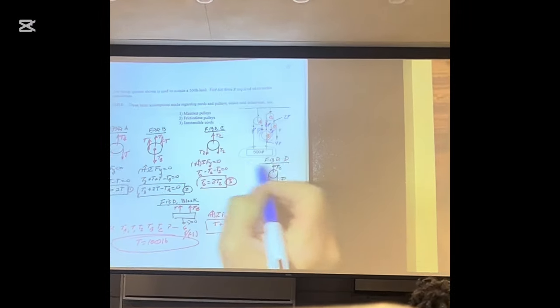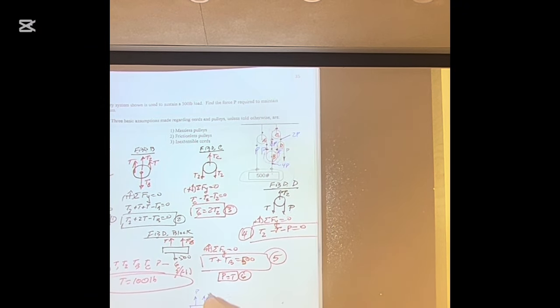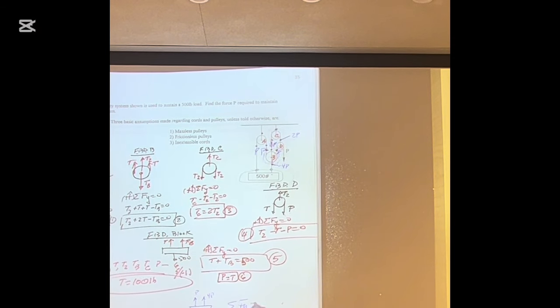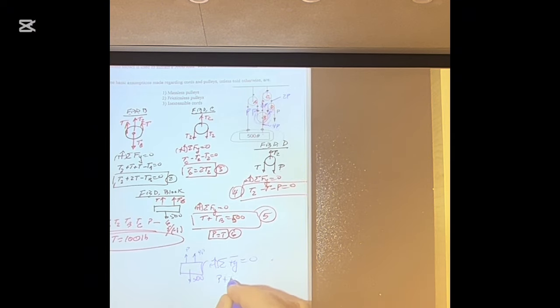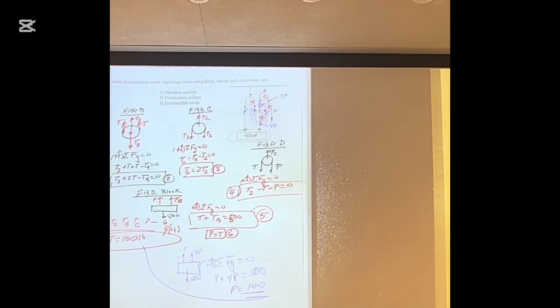Now you isolate this. You can see I have a P, I have a 4P, and I have a 500. Sum of forces in the Y equals 0, positive up. P plus 4P must equal 500. P must equal 100. Same answer, but took me about 20 seconds. Did everybody see that? That was quick. Yep. That is what I call the P method.